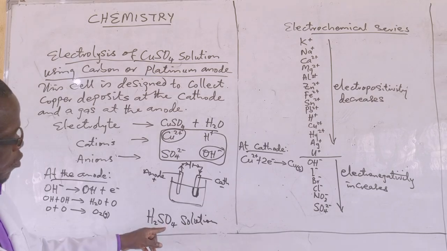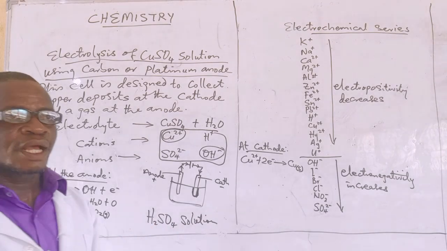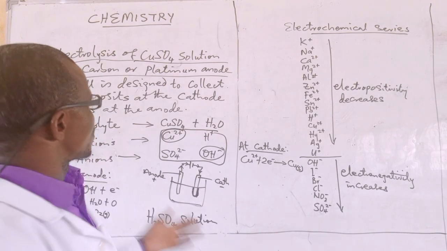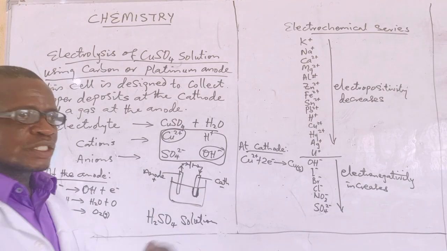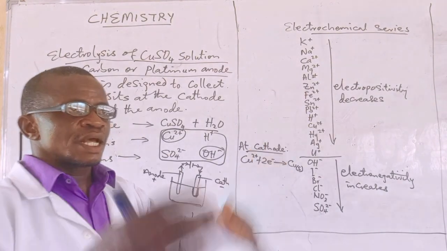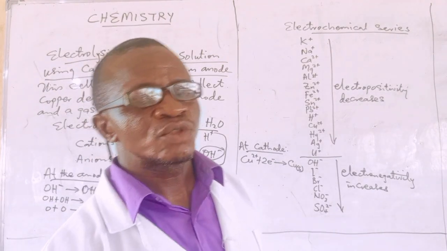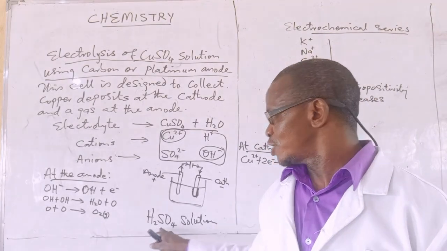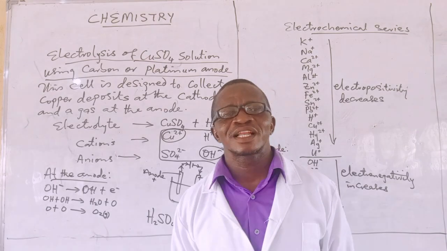So with time, the solution turns acidic, and the decomposition of water from the solution will start taking place, whereby water is leaving the solution in the form of hydrogen gas and oxygen gas, resulting in the solution becoming concentrated H2SO4.